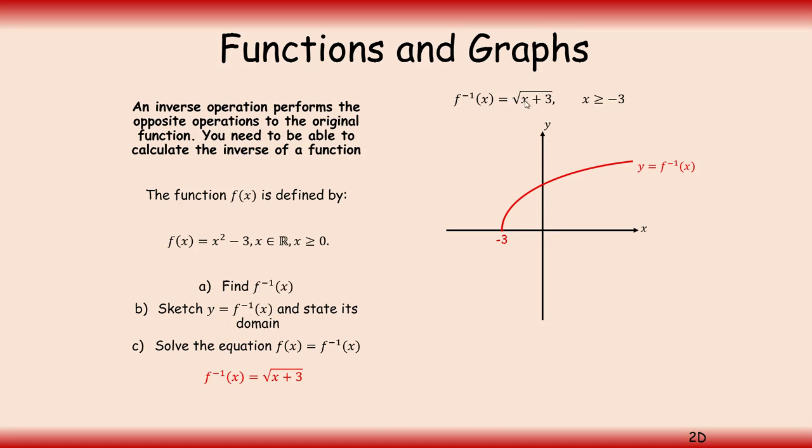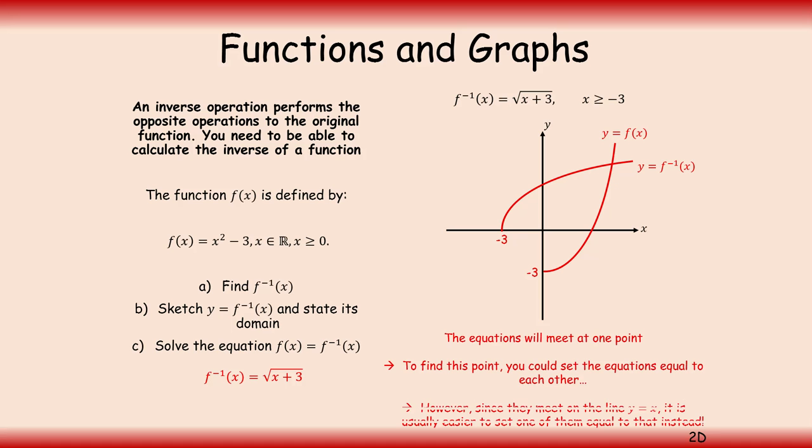You can remember from graph transformations, square root of x would start at the origin, but because it's add 3 within the function, we move it along to the left hand side 3. Now the original function is x squared, but it's -3, so x squared -3 moves it down the y-axis 3, and we can sketch that going up then. And if we draw our line y equals x, you can see that they are mirror lines of each other.